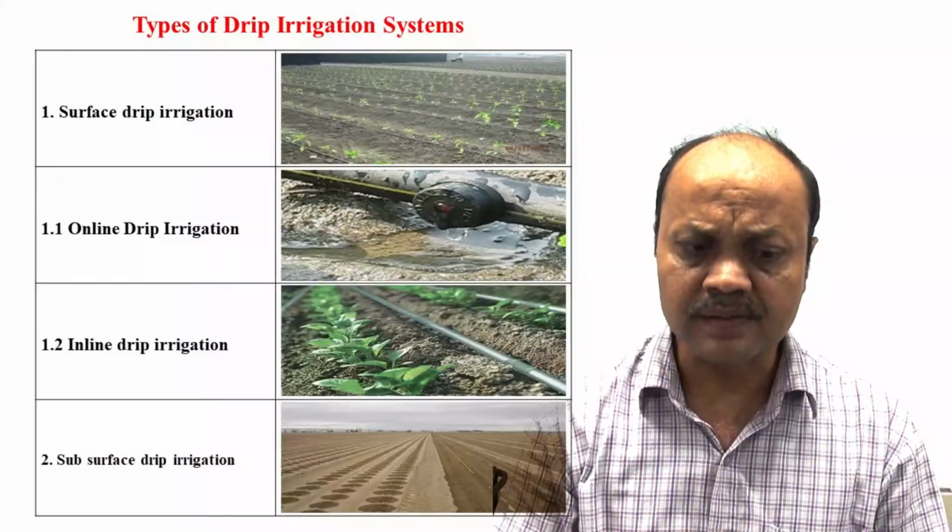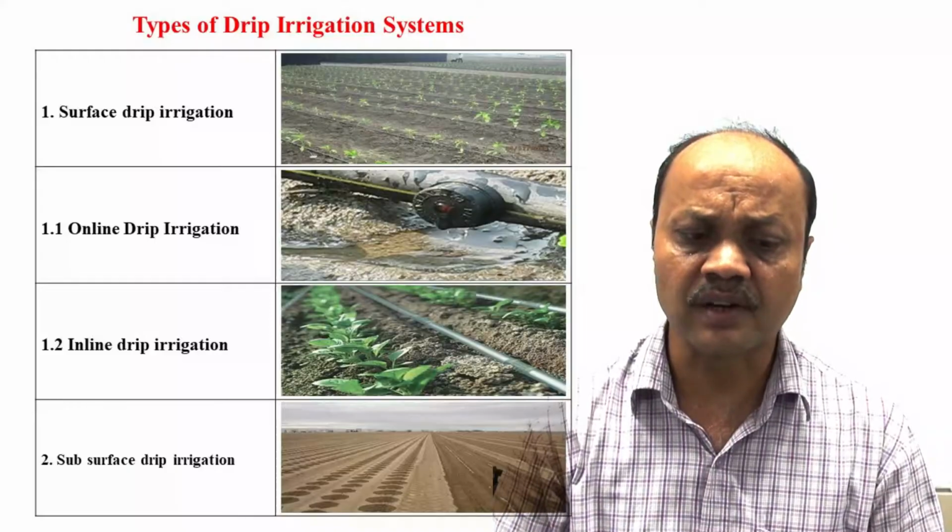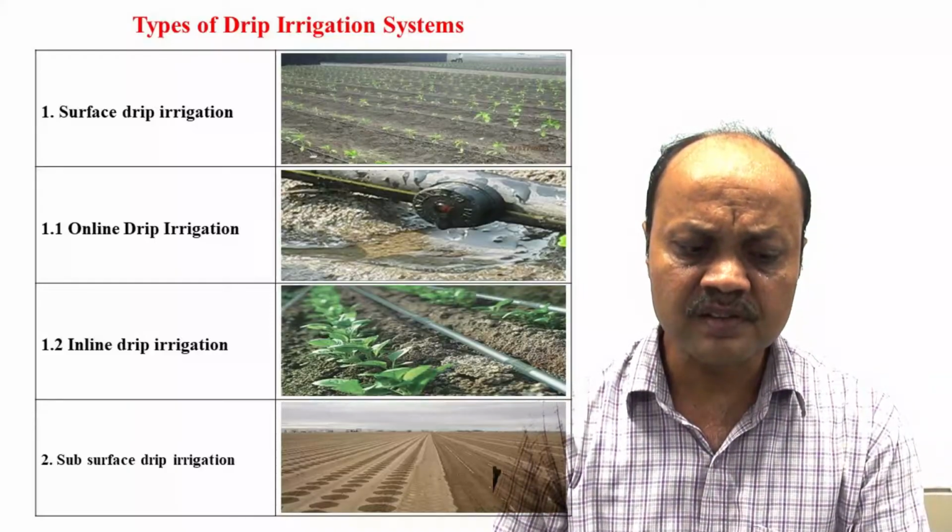And you can say in drip irrigation there are 2 types: surface irrigation system and online drip irrigation system.